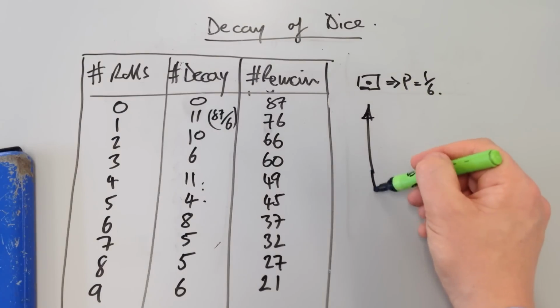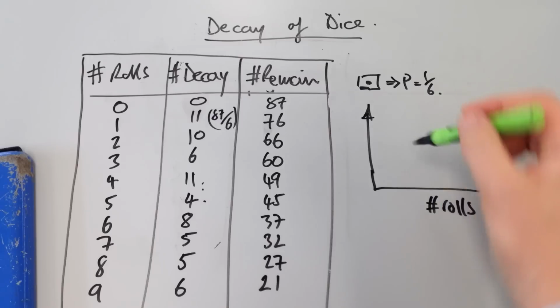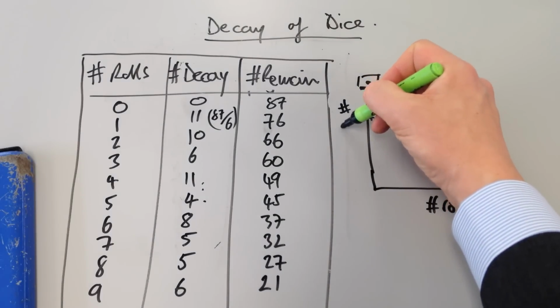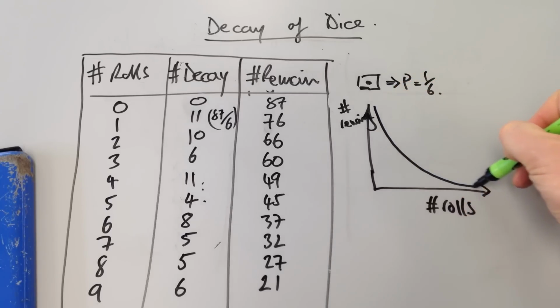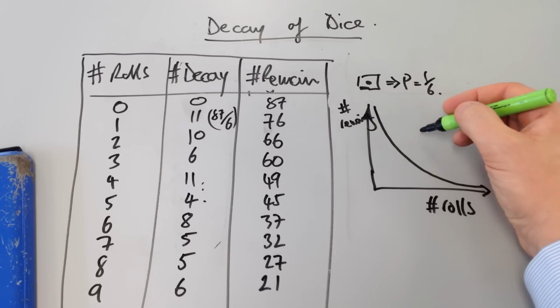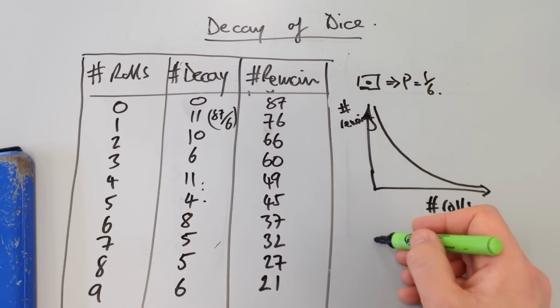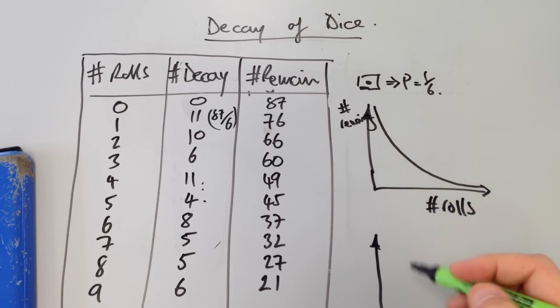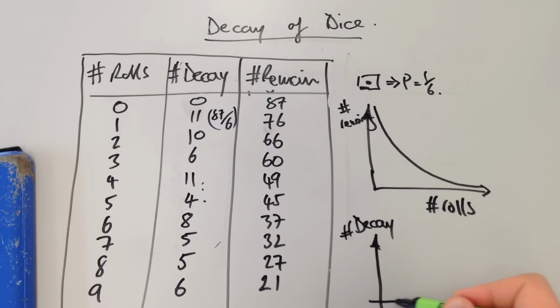Next stage, we need to plot some graphs. We need to plot the number of rolls, because that's obviously our independent variable, against the number remaining. And what we should notice is something that comes out like a nice smooth curve. In actual fact, this is an exponential curve, something I'll explain in just a moment. And then as well, we ought to plot the number decaying against the number of rolls again, because that too is a nice decreasing curve.